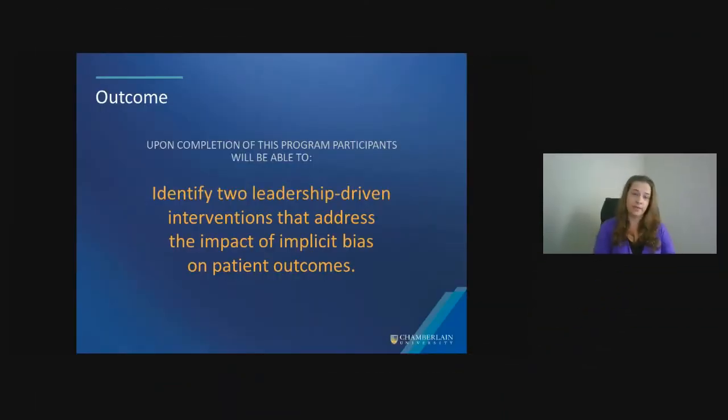The outcome for today is that you will be able to identify two leadership-driven interventions that address the impact of implicit bias on patient outcomes. While that is our end goal, we'll also take some time to define implicit bias, examine personal implicit biases, as well as some strategies that you can implement as leaders.